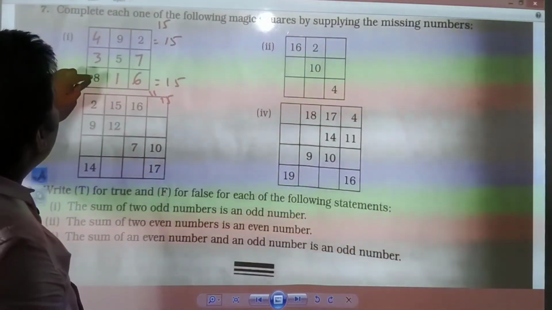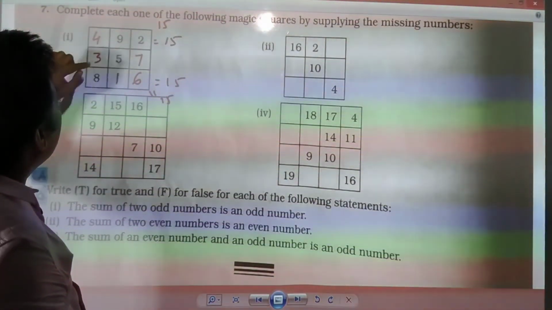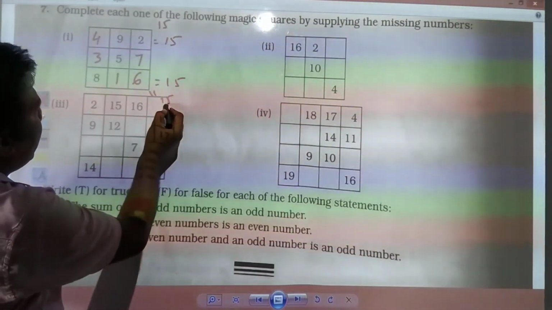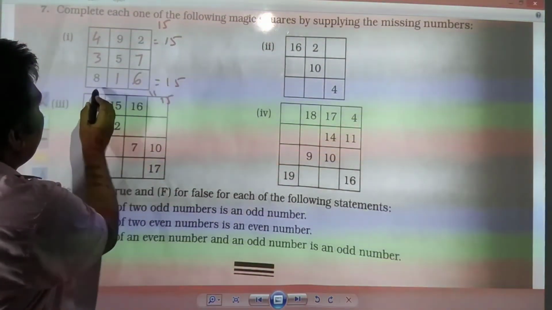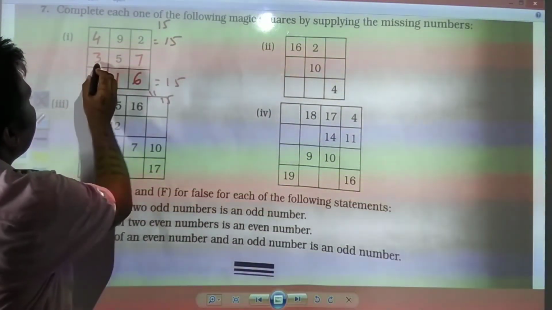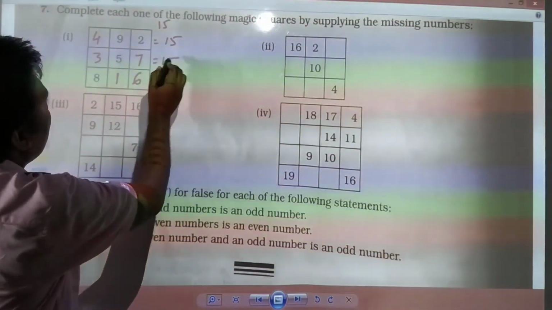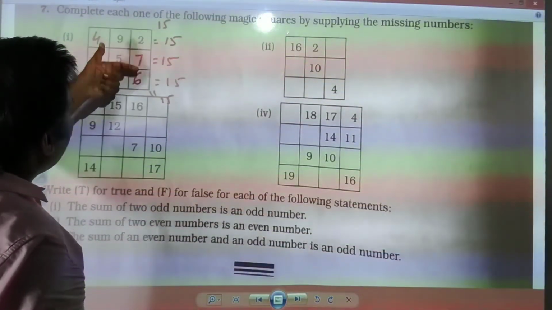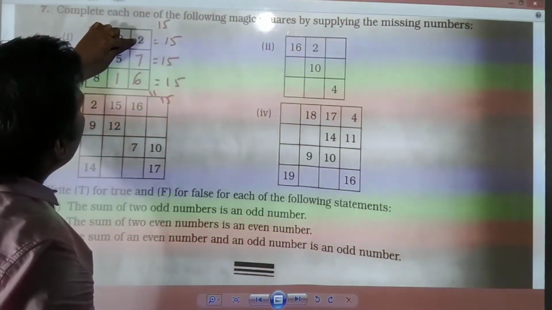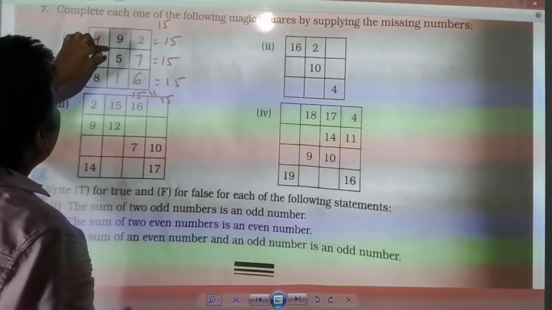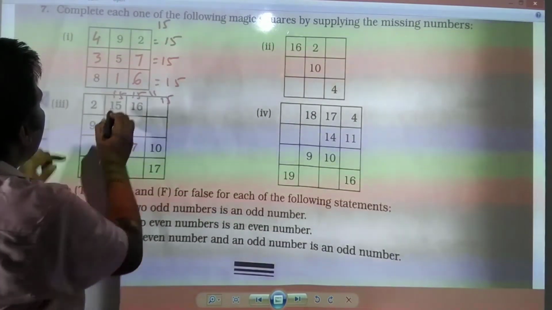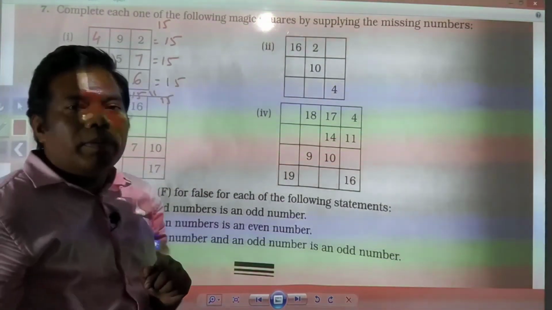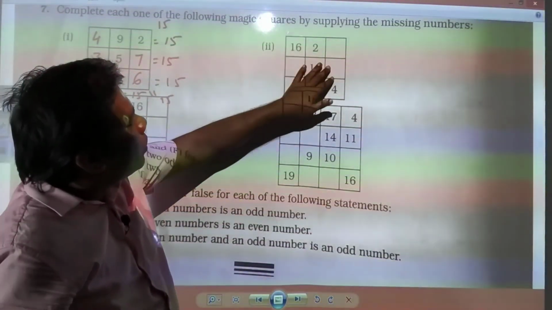Now you check this: 8 and 4 is 12, and 3 is 15. So in this diagonal you have got 15, in this diagonal also you have got 15. Horizontally, 3 and 5 is 8, and 7 is 15. So all three horizontal lines give 15. Vertically you check: 7 and 2 is 9 and 6 is 15, 9 and 5 is 14 and 1 is 15, 8 and 4 is 12 and 3 is 15. So in the three vertical lines also you have got 15. In the same way these questions also are required to be solved.